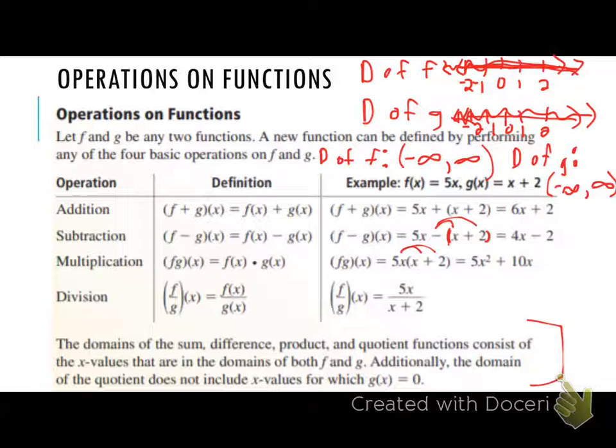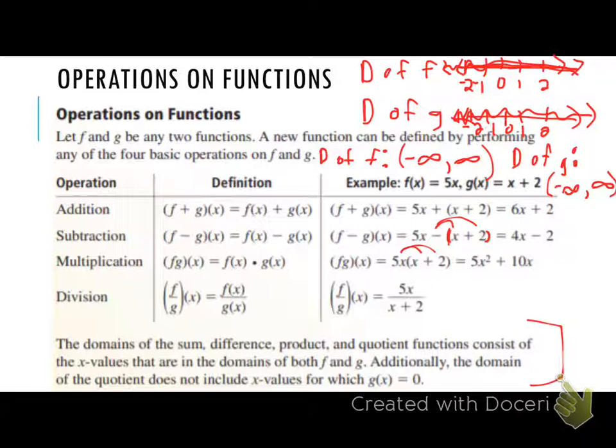So where are these overlapping? Question? Yeah, I'm just completely lost. We're talking about the domain right now. Of what? Of our functions. So we just talked about the domain of f. f of x equals 5x. That's all real numbers. We've also talked about the domain of g is also all real numbers. Now we're talking about the domain of f plus g, f minus g, f times g, f divided by g. Because the domain of all of those is the overlap of these two domains.